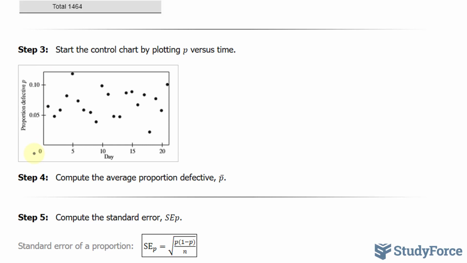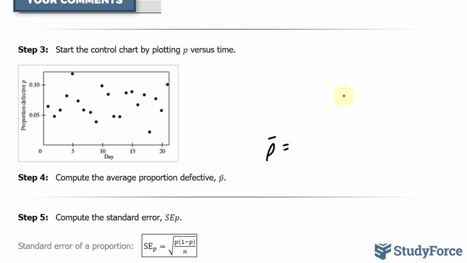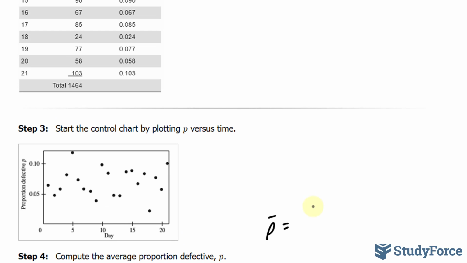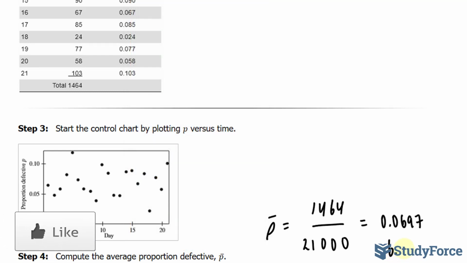The next thing I'll do is compute the average proportion defective, which I'll denote as P bar. So P bar is equal to the total of 1,464 defects divided by the total amount, which was 21,000. Let's use our calculator to find the percentage here and the decimal. So 1,464 divided by 21,000 gives me a value of 0.0697 or 6.9%. And you can round that up to 7.